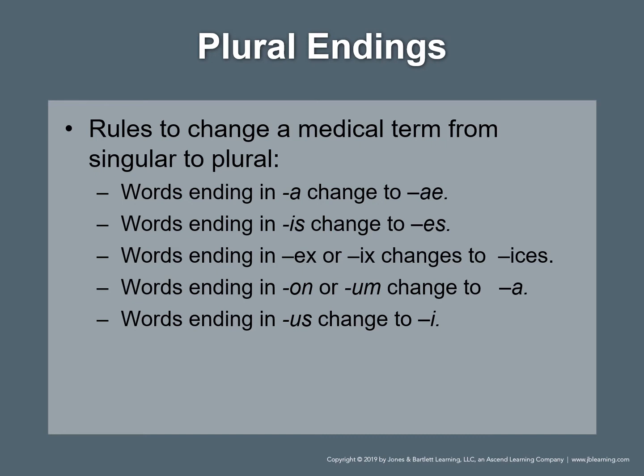Plural endings. Rules to change a medical term from singular to plural. In most cases, add an S to the singular word. For some medical terms, singular words ending in A are changed to AE. Example would be vertebra becomes vertebrae. Singular words ending in IS are changed to ES. Example would be diagnosis becomes diagnoses.